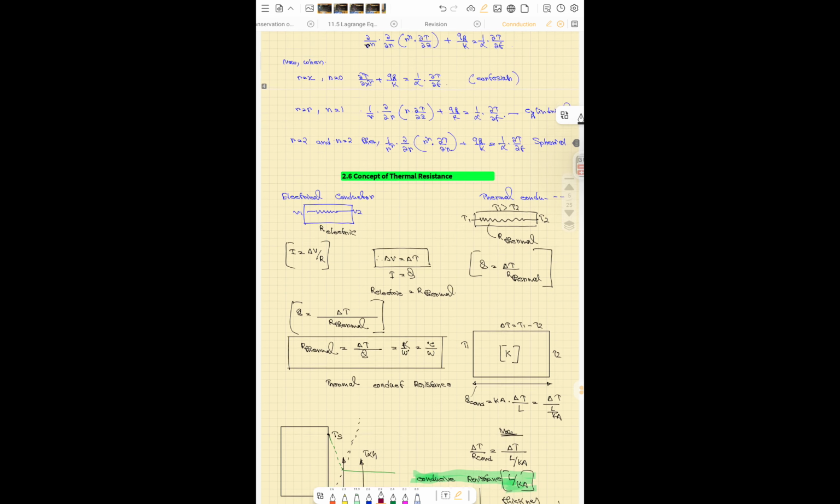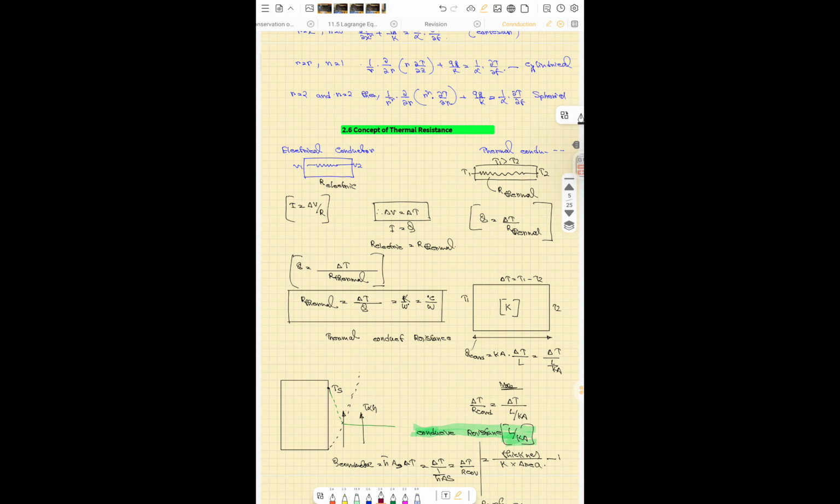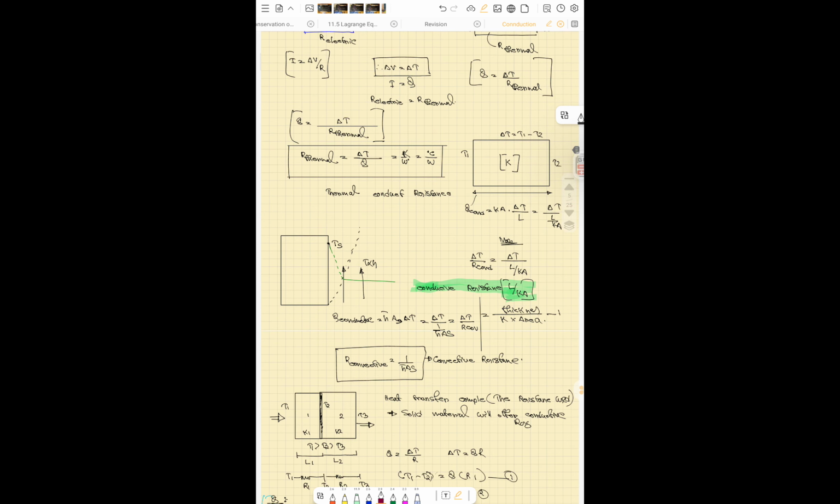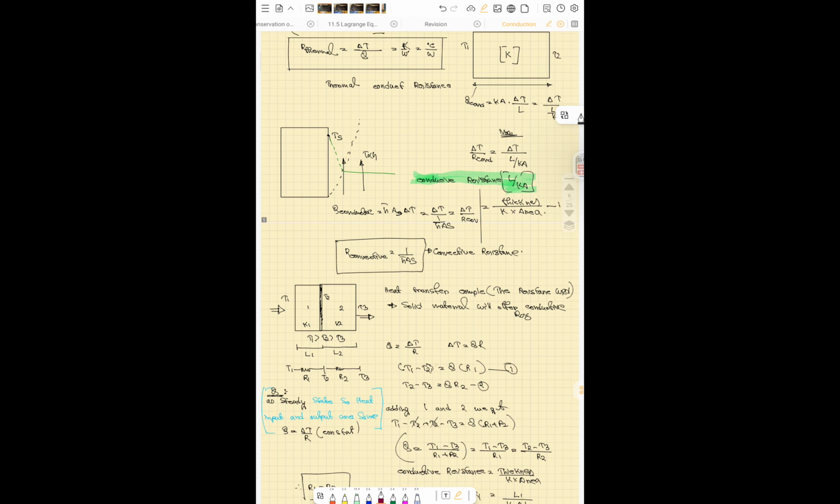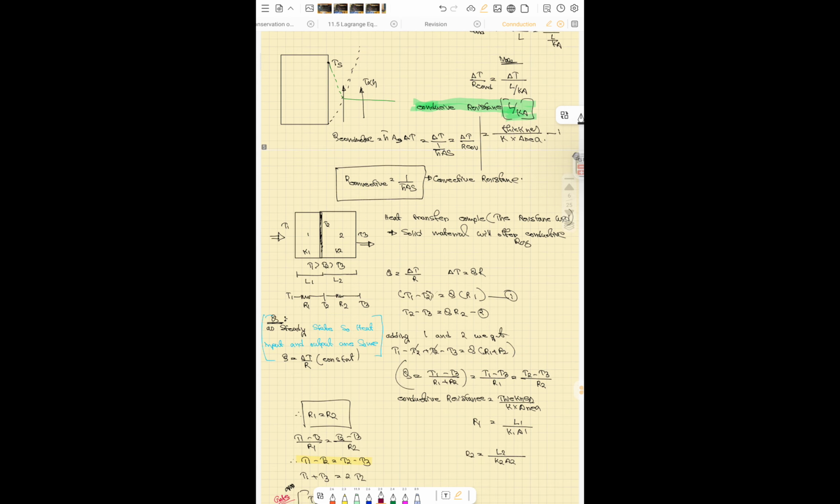So, concept of thermal contact resistance. What is thermal contact resistance? Q equal to delta T by R, like I equal to V by R. Thermal resistance is in Kelvin per watt, and Q conduction is k A delta T by L. L by kA is the conductive resistance, and convective is 1 by hA.